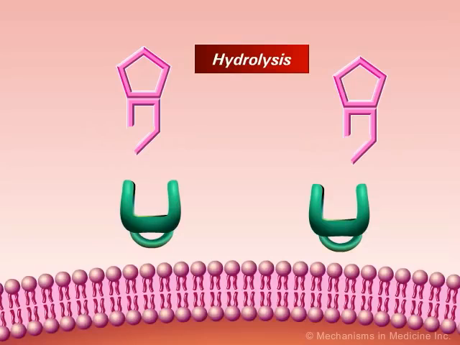Ultimately, the destruction of the beta-lactam ring of the antibiotic renders it incapable of binding to the penicillin-binding protein, and thus the bacteria become resistant to that drug or class of drugs.